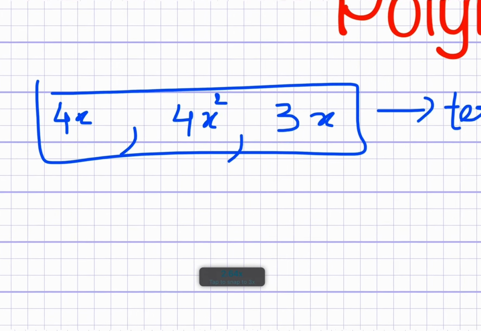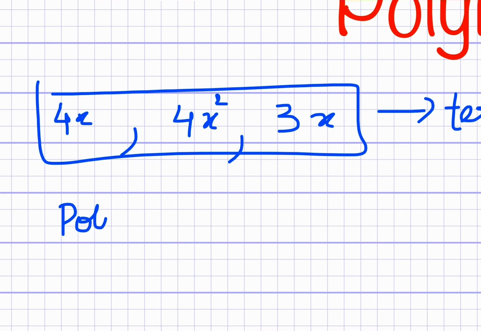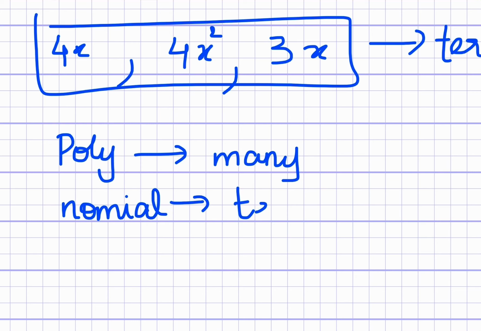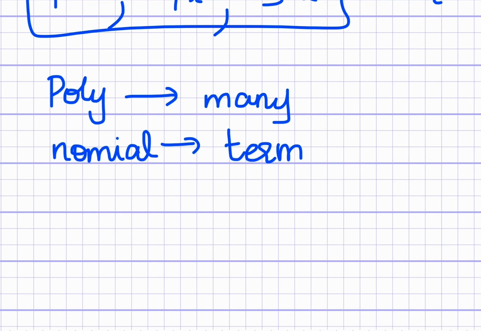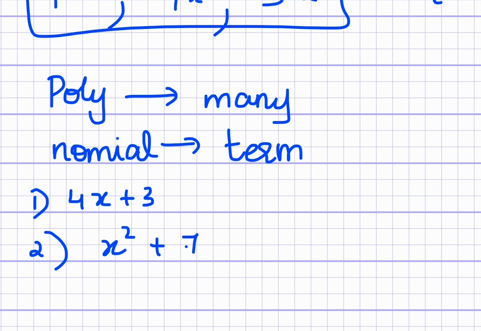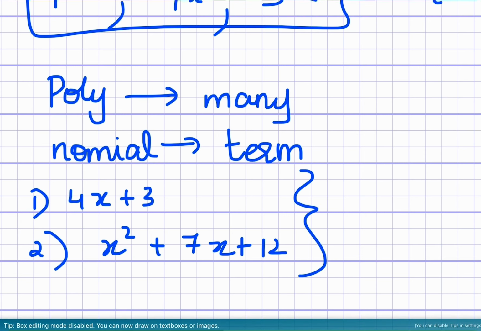Now what does poly mean? As you all know, poly means many. Nomial means terms. So what does a polynomial mean? Polynomial means when many terms join together, it forms a polynomial. For example, 4x plus 3, or you can say x square plus 7x plus 12. So this is what is called a polynomial.